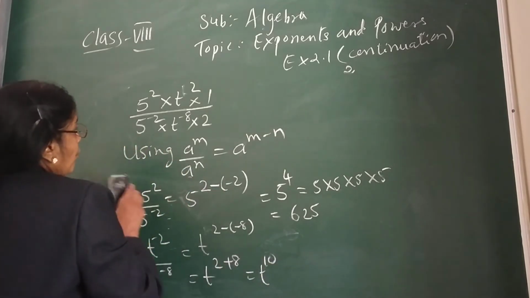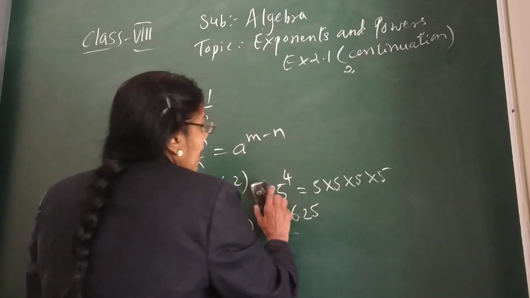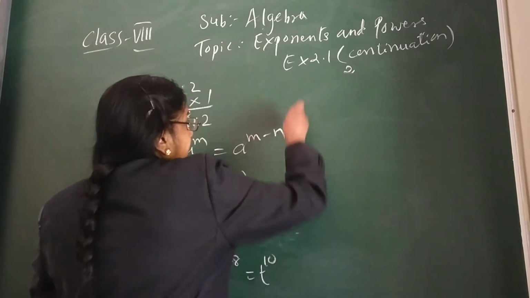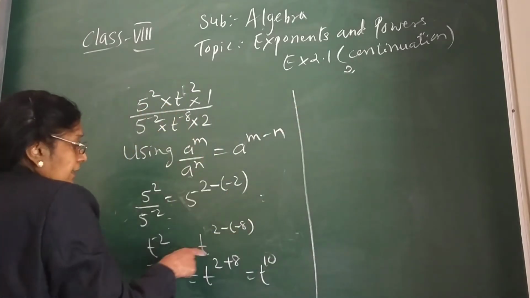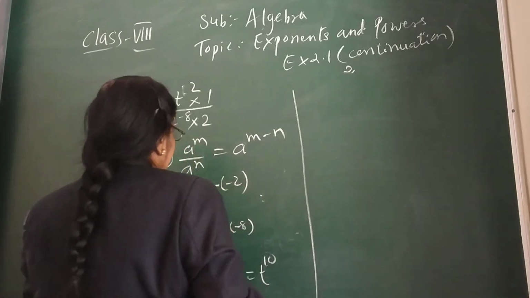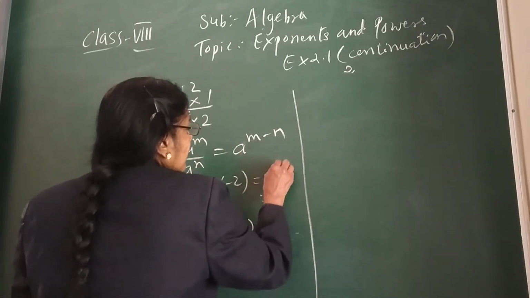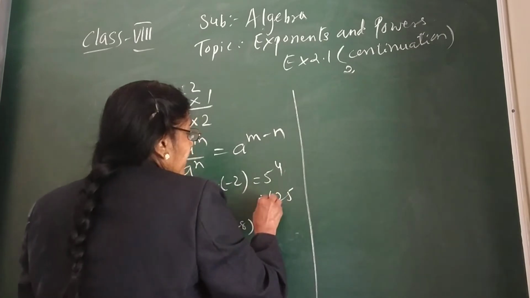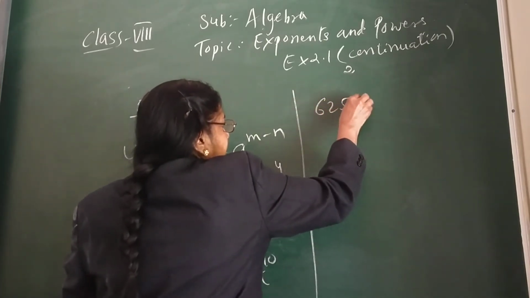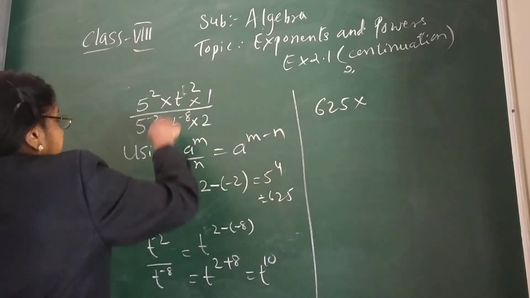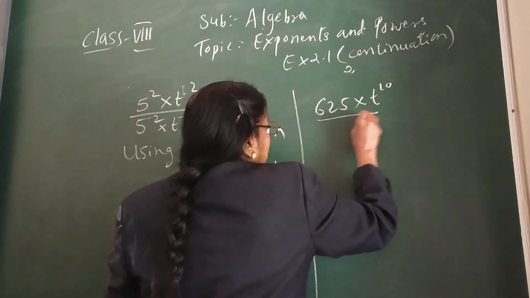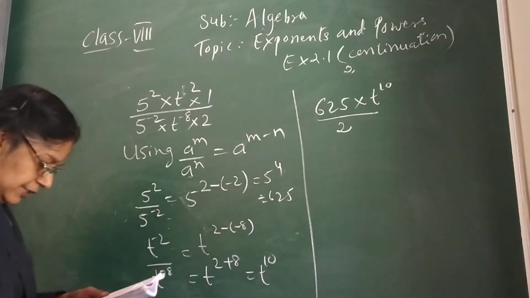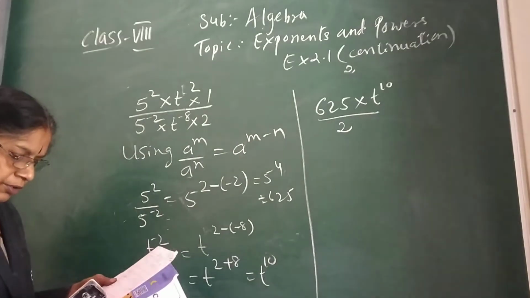Now final answer what I got, let us see. So I am going to write it down on this side. So these two I got it as what? I got it as 5 to the power of 4 is equal to 625. So 625 into t value, what I got as t to the power of 10, whole divided by 2. That is your answer. So came to know how to do it?